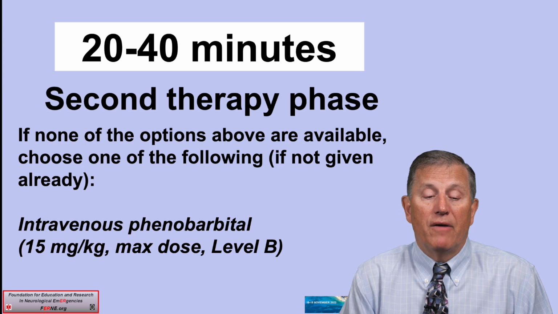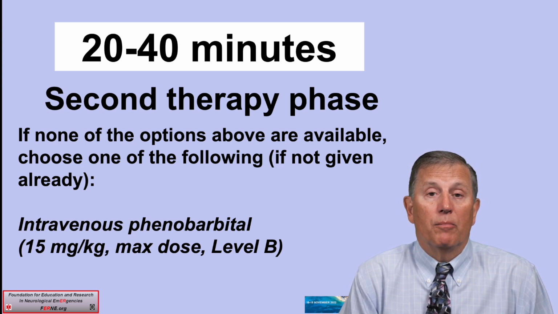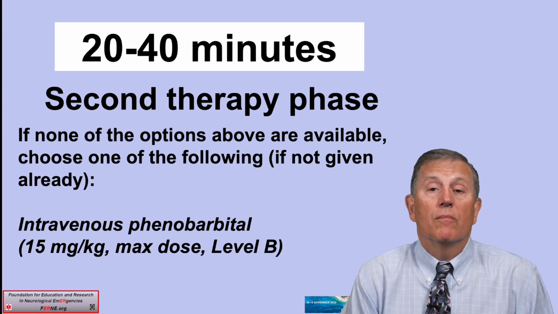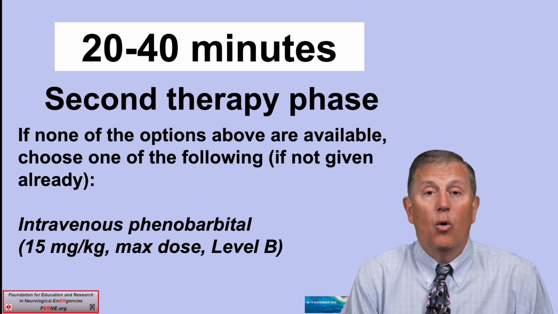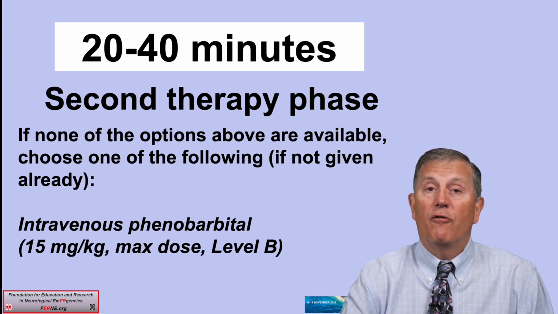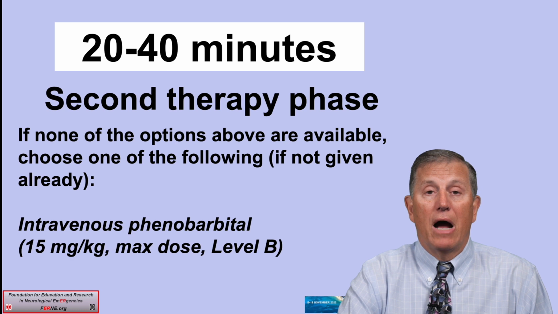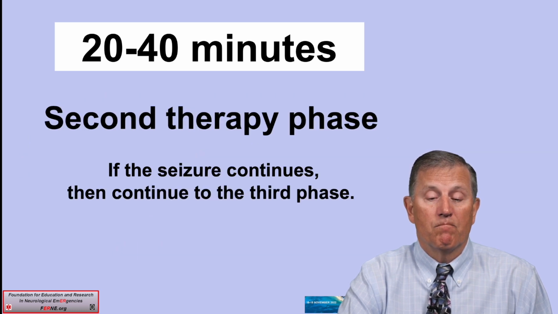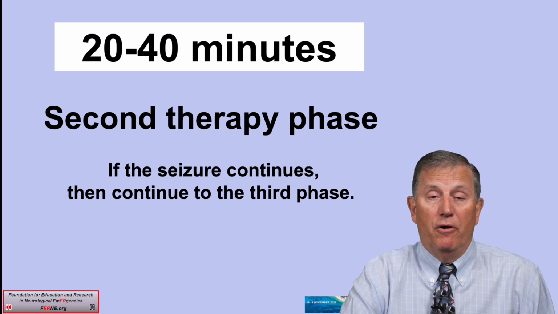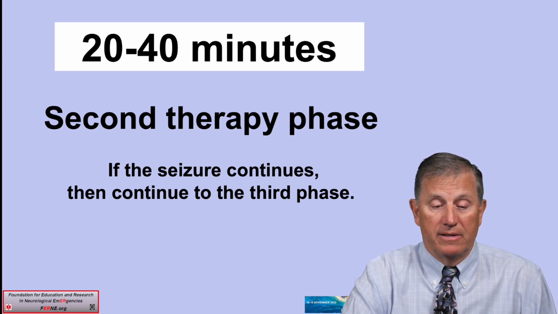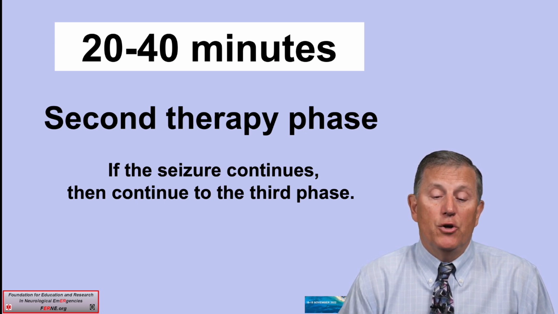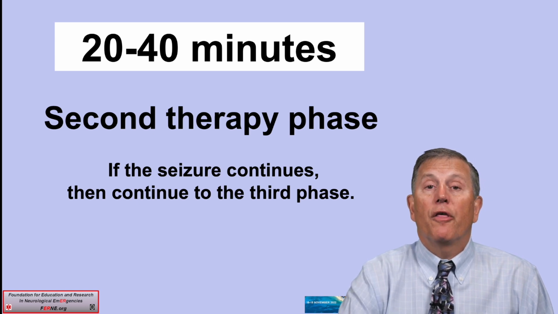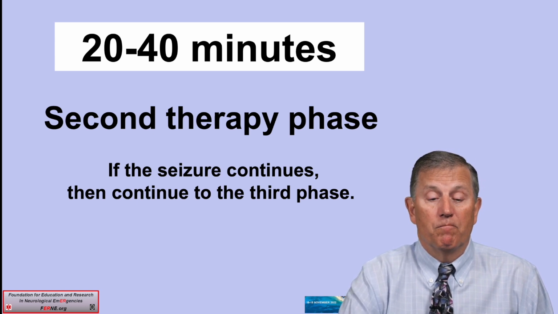Now, if none of the above options are available, that would be fosphenytoin or levetiracetam or valproate, then there is an option to give intravenous phenobarbital, 15 milligrams per kilo maximum dose, with level B support for its efficacy for ongoing status epilepticus. At the end of this 20-minute period, which understandably could take a short amount of time longer, if the seizure continues, then it's important to continue to the third phase of treatment.